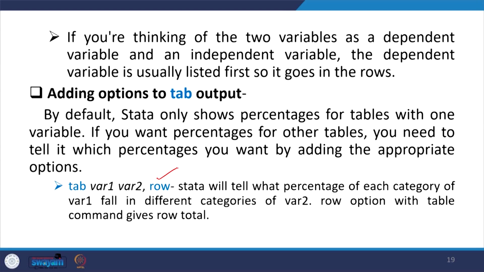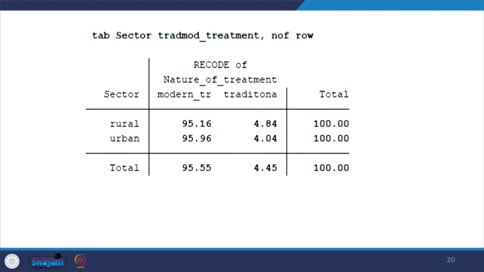We need to add options. Like I have already mentioned, we can give row options or column options, and how the results appear and how they are useful we have already explained. If you give the tab command with two variables, this is the first variable, this is the second variable. If you add the row option, it is not going to give you the frequencies, it is going to give you the percentages.